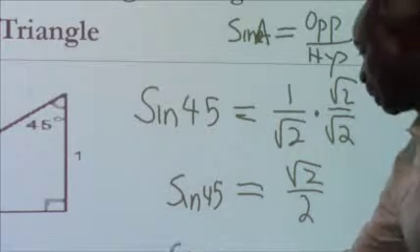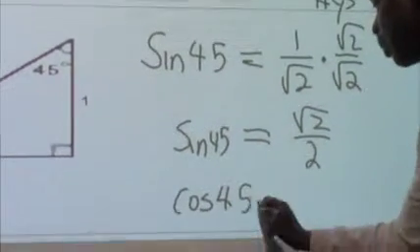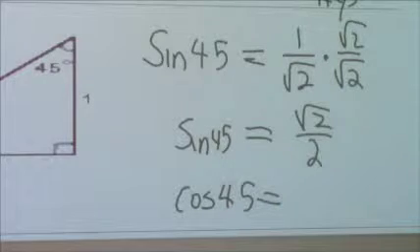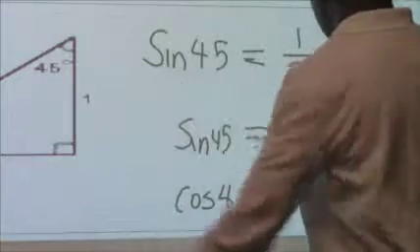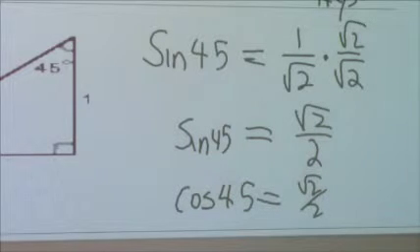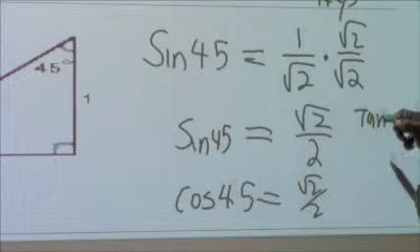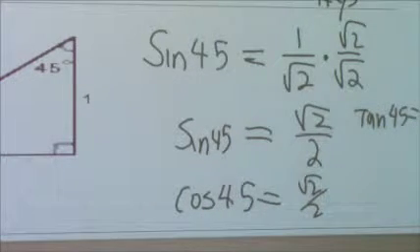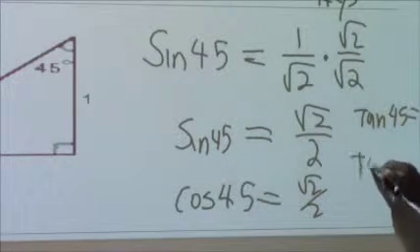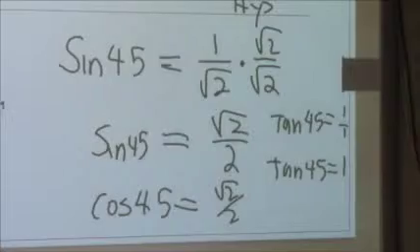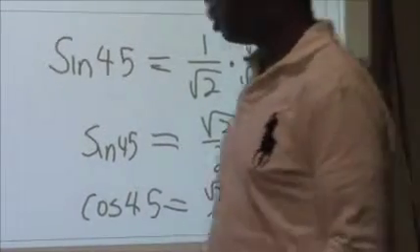I can also find the cosine here to be what? The cosine of an angle is equal to adjacent over hypotenuse. So the cosine of 45 will be adjacent over hypotenuse, which is going to be the same thing, square root of 2 over 2. And now, if I use the relationship that the tangent of an angle is equal to opposite over adjacent, I will have 1 over 1. So the tangent of a 45 degree angle will be equal to what? 1.